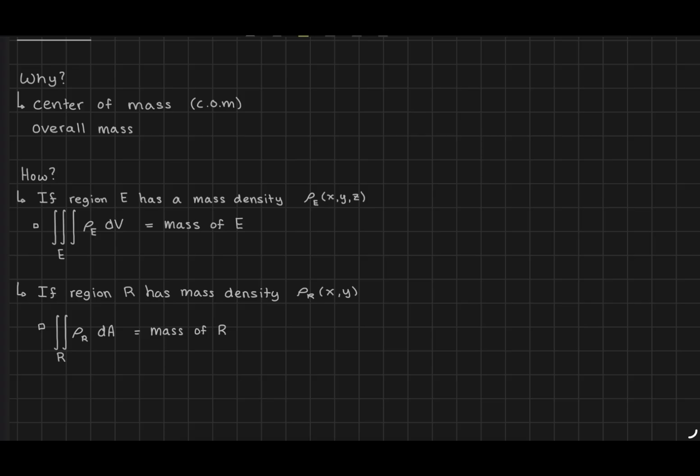So essentially what we're doing is finding the total mass by chopping our shapes into small cubes, or small pieces. We're going to find the mass of each piece with that mass density, and then we're going to add it all back up together.